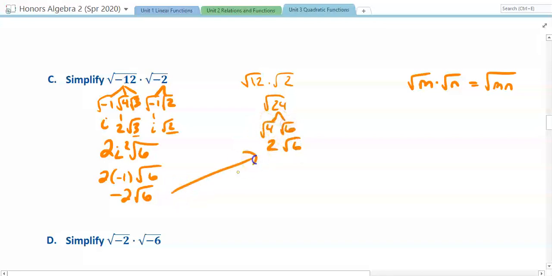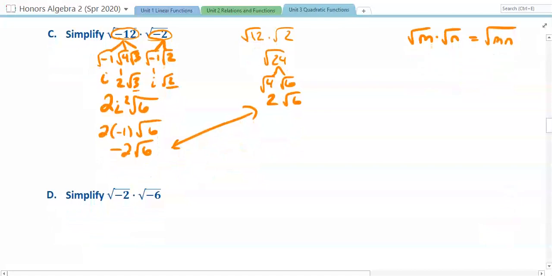And so we see that these two answers are not the same. That's because, again, the property that the square root of a negative is not real. Okay? So again, I want you to pause the video here and try example D: the square root of 2 times the square root of negative 2 times the square root of negative 6.